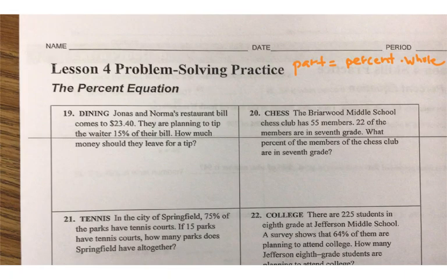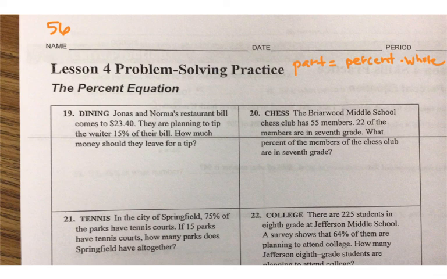If you turn the page to page 56, I think this is 56 anyway, you will see that you have some word problems that you're going to have to set up as a percent equation. So let's look at number 19. It says Jonas and Norma's restaurant bill comes to $23.40. They are planning to tip the waiter 15% of their bill. How much should they leave for a tip?